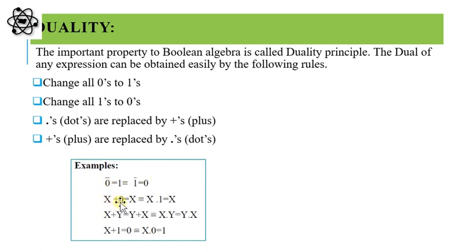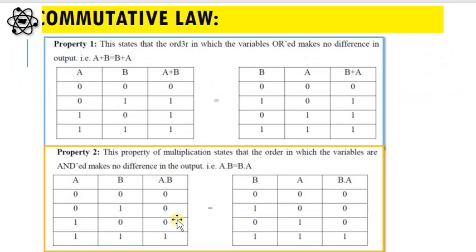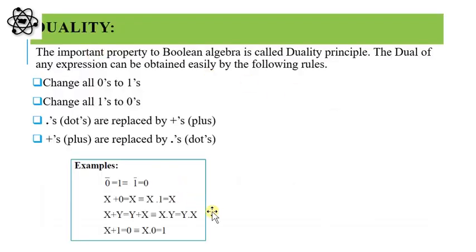So x plus 0 is equal to x, which is equal to x dot 1, which is equal to x. Here x plus y is equal to y plus x, that is equal to x dot y is equal to y dot x. Can you tell me which property this belongs to? x plus y is equal to y plus x. It belongs to the commutative property, that is, the order in which the variables are placed makes no difference in the result. The same thing has been put up here.